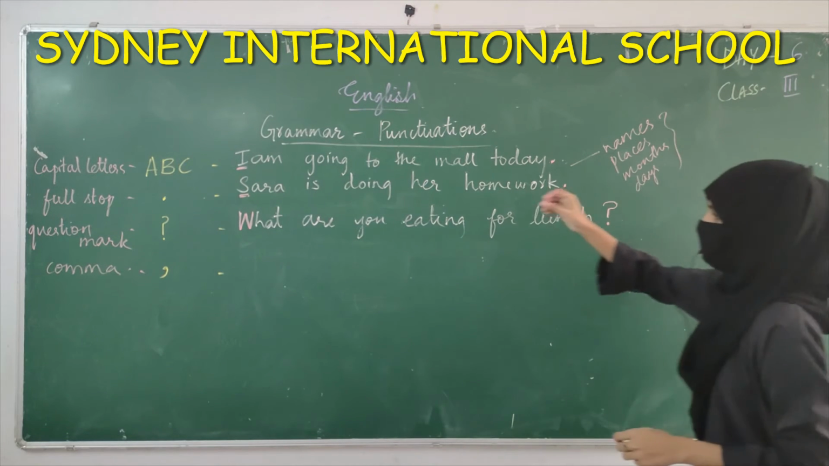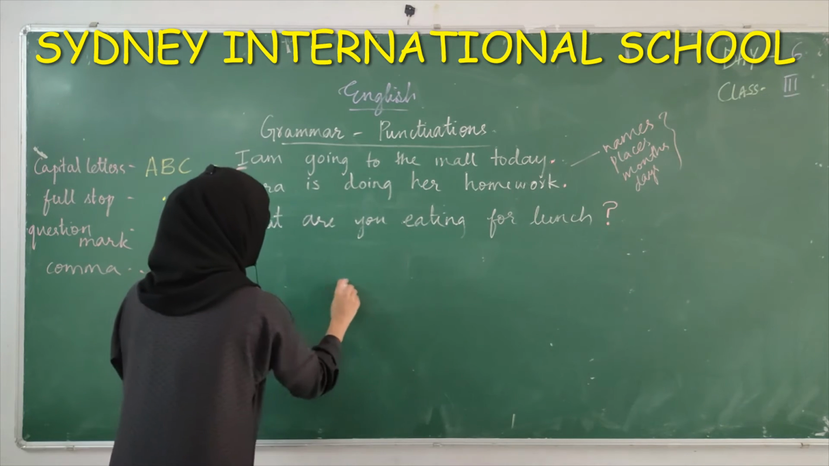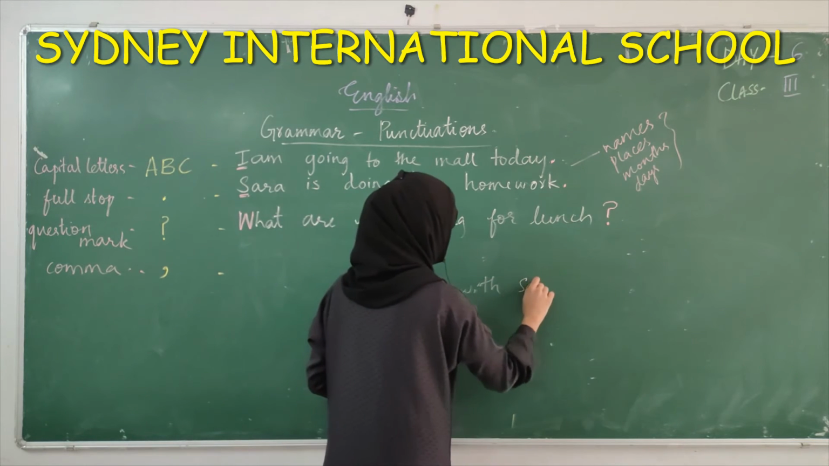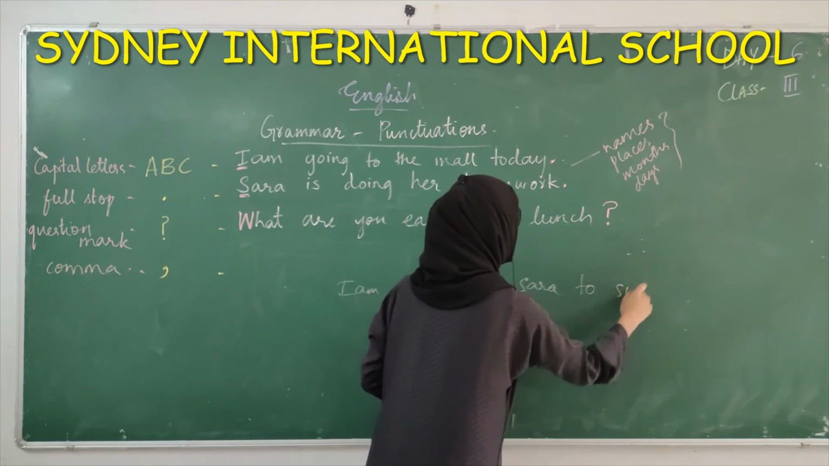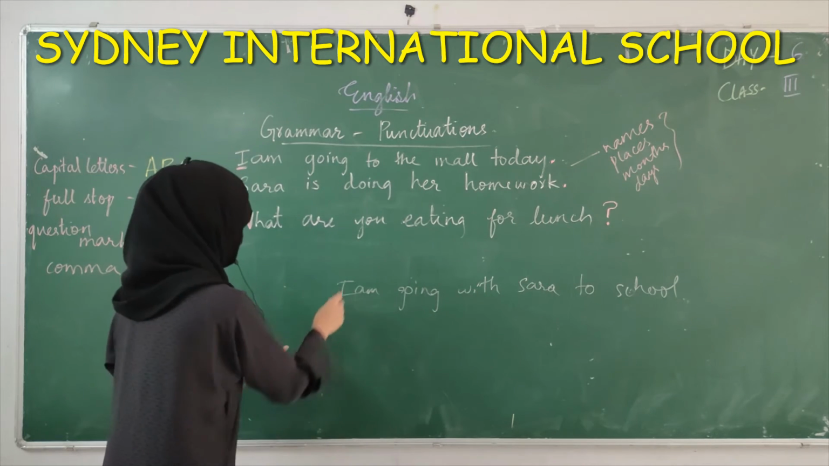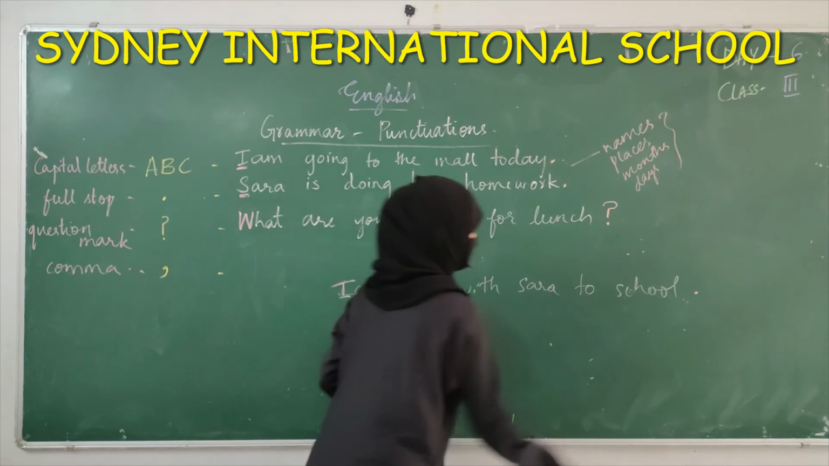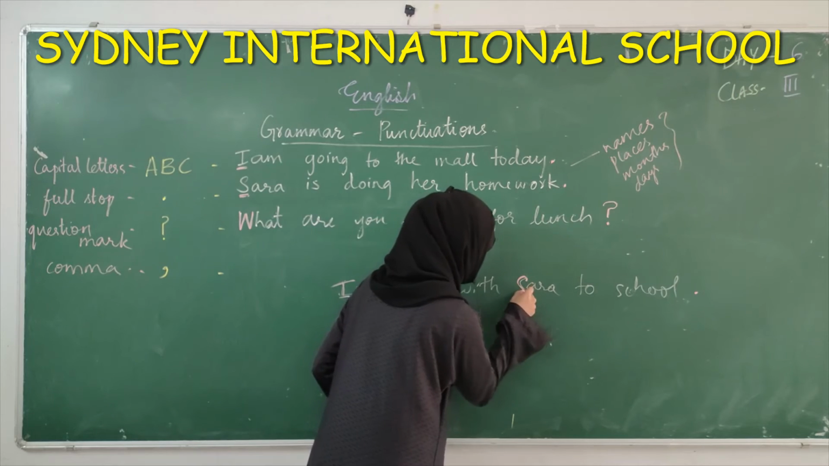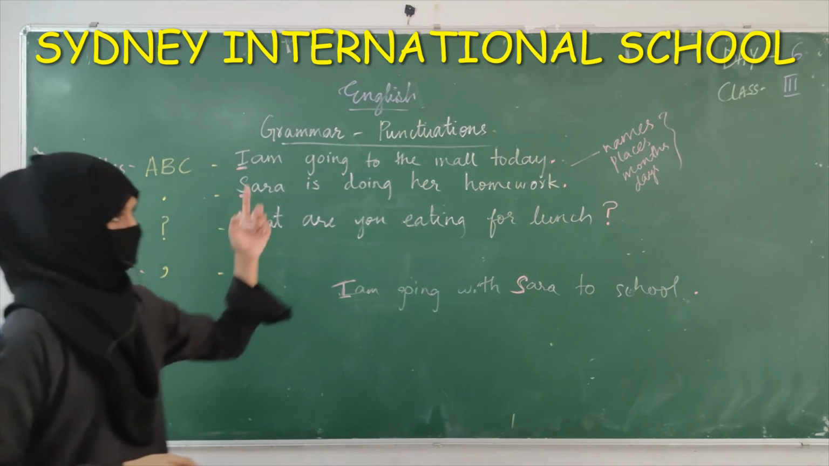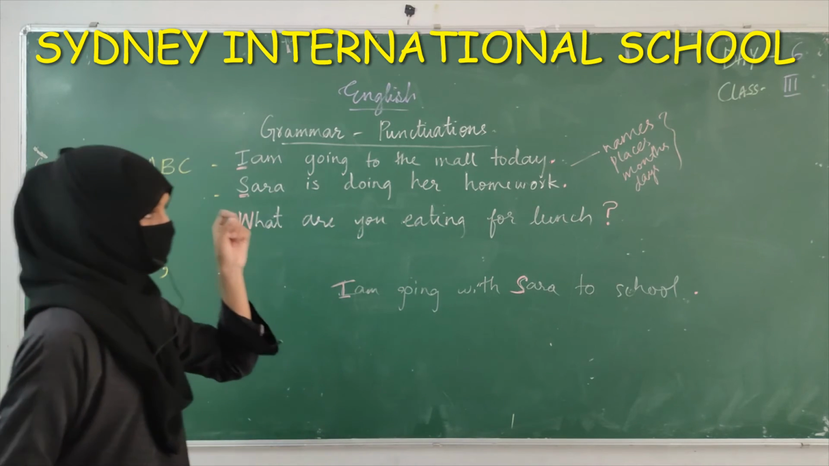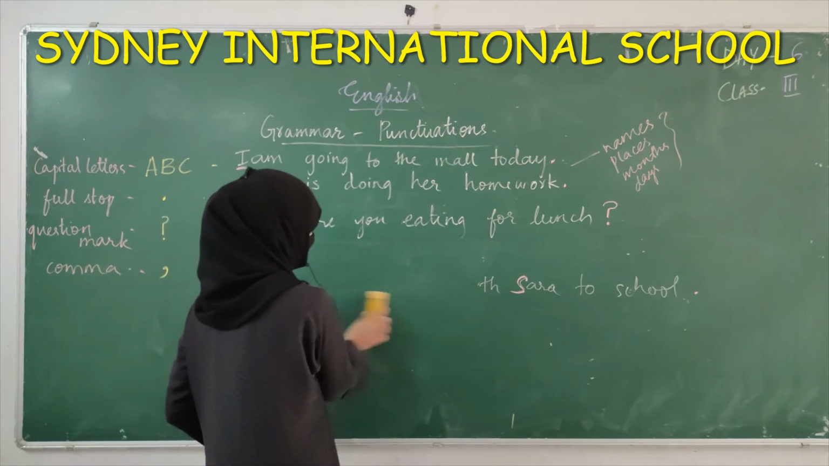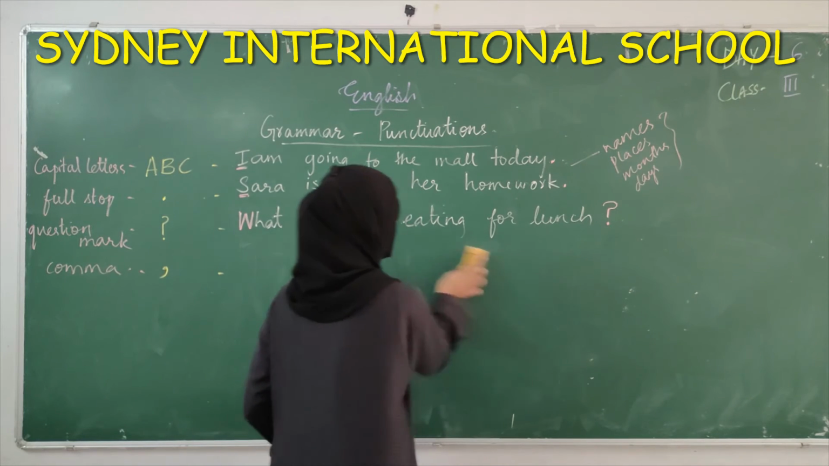Okay? Even in the middle of the sentence, sometimes you are writing like, I am going with Sarah to school. Here, at the beginning of the sentence, you will put a capital. At the end of the sentence, you will put a full stop. But here, Sarah is the name of a girl, so you'll again write it with a capital letter. Name of a person, name of a place, name of a month, January, February, like that, or any name of the days will start with a capital letter. Basically, all the proper nouns will start with a capital letter.